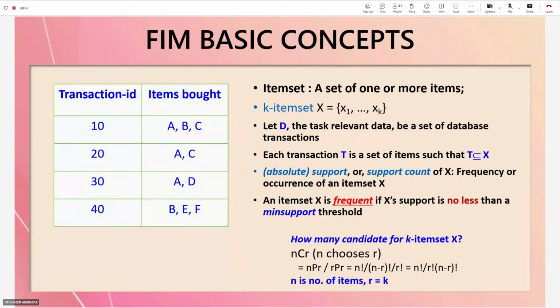Is less than 2, for example. So this is a threshold. So sometimes a threshold is specified. So how many candidates for K items X are generated? This is a simple formula.